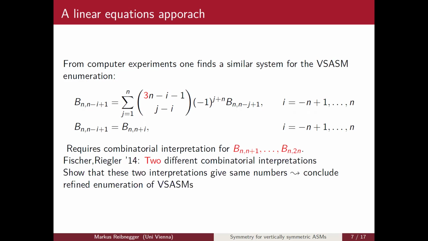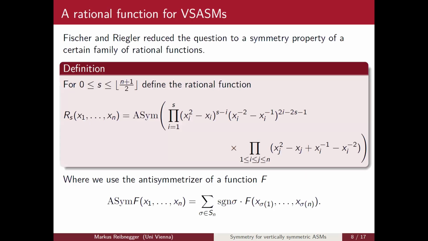And to prove that the refined enumeration of VSASMs works using this argument, one then has to prove that these two objects are equinumerous. One has to show that these two interpretations agree and give the same numbers, then one is done. Okay. In trying to do this using sort of operator formula approach, they arrived at the following family of multivariate functions, which is what the rest of this talk will be dealing with. So here is a function. It's an antisymmetrizer, which we have seen a few times already today, of some function depending on n variables.